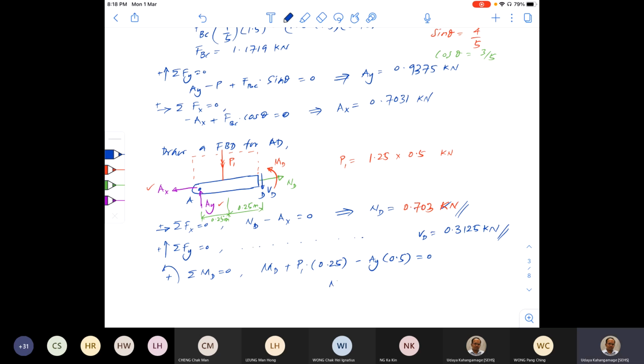Okay, so I hope that you know how to write the equation. This is the answer: 0.3125 kilonewton meter. Have you got the same answer?